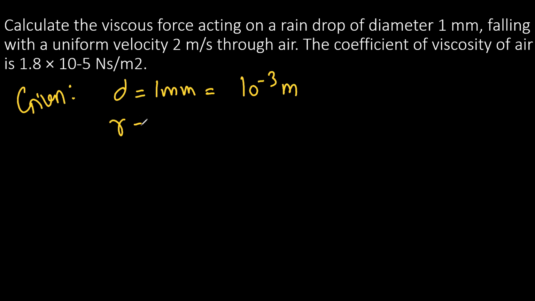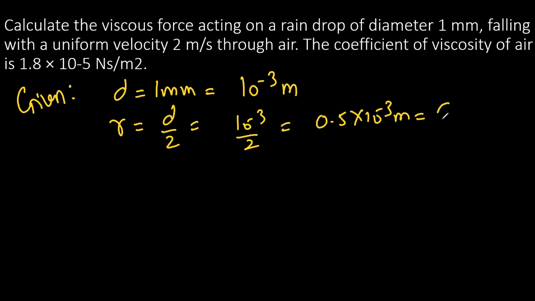So if I want to find radius, it will become d by 2. So this is 5, 10 raised to minus 3 by 2. So I can write 0.5 into 10 raised to minus 3 meter. So that is 5 into 10 raised to minus 4. ये तो हो गया radius.